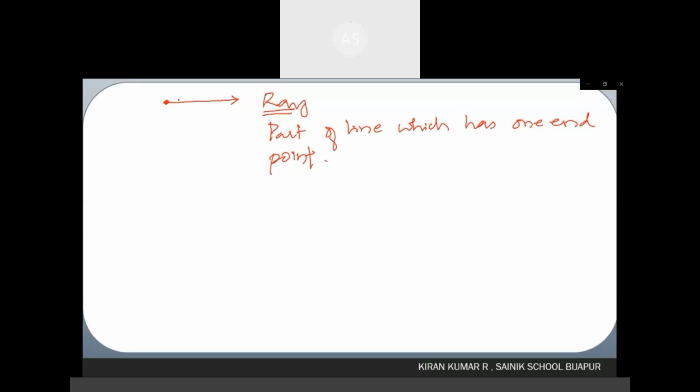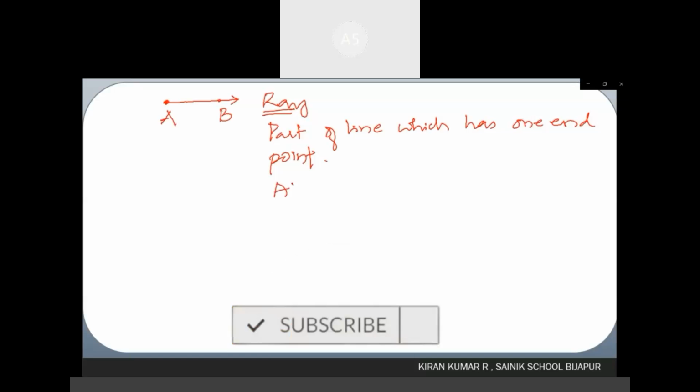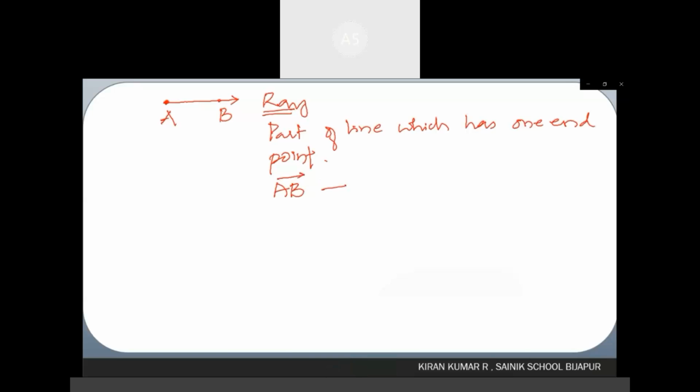Now let me consider a part of the line. This is called a ray. This is a part of a line which has one end point. This fixed point is called an end point. Suppose I mention AB over here, point A is fixed and point B is not fixed. We represent this as AB, with a small symbol over it to represent the ray. It is read as ray AB.